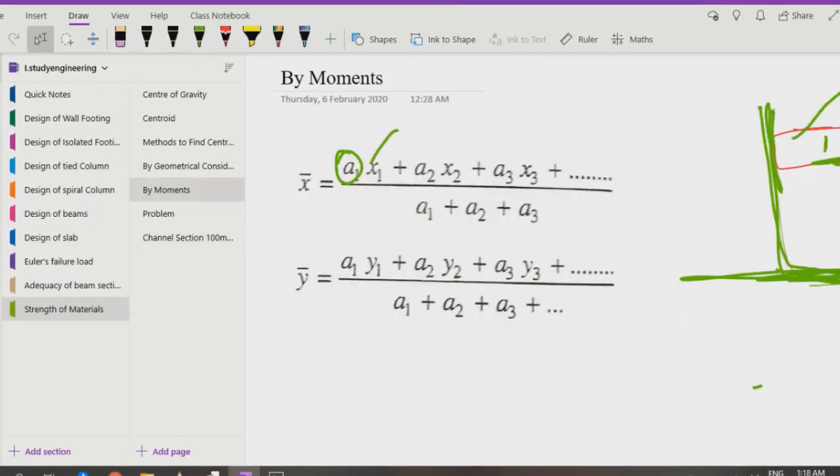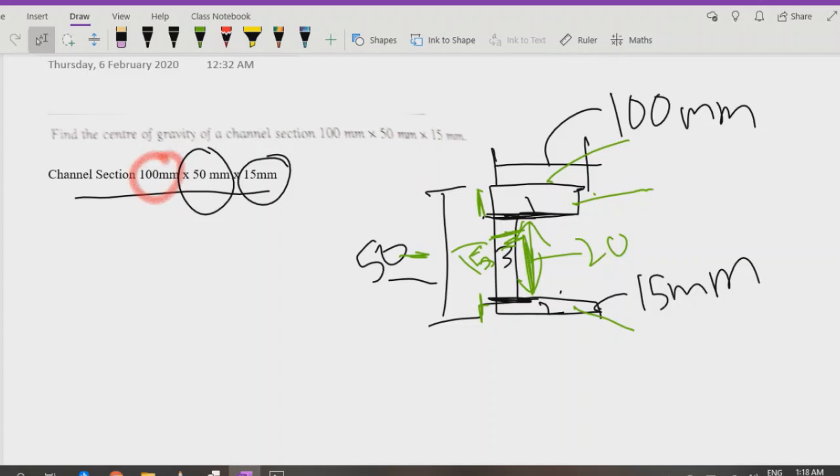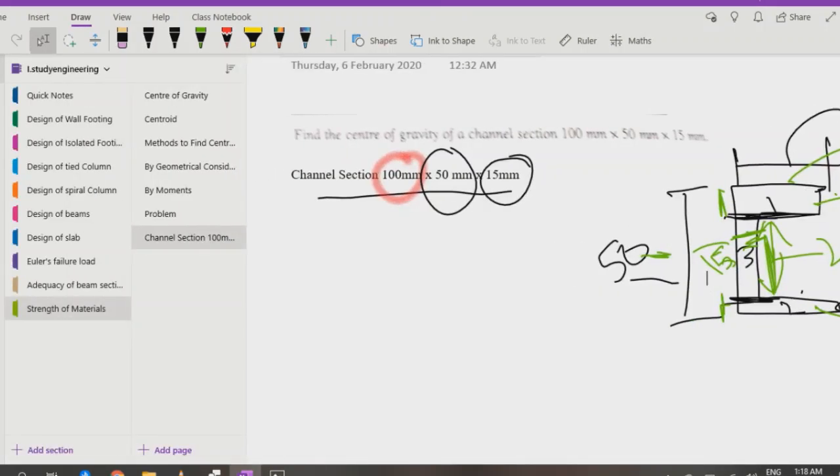There will be 3 figures, so I have to follow this formula: a1 x1 plus a2 x2, and so on. If you want to know the procedure of finding the center of gravity, you can always go to the previous video, center of gravity part 3, and check out the procedure. Solve this problem and that's it. That's the whole concept of center of gravity.